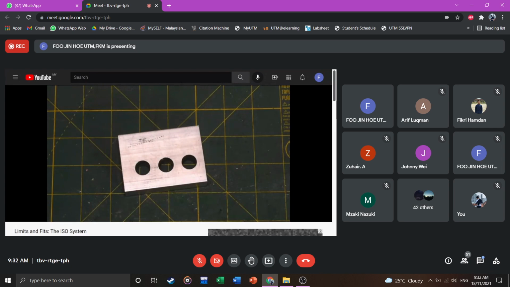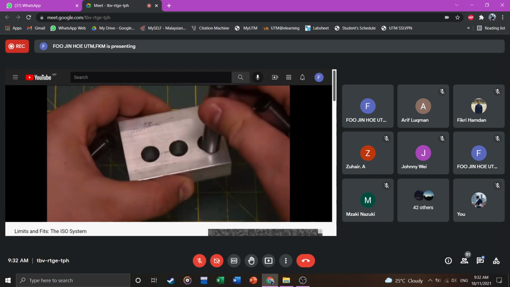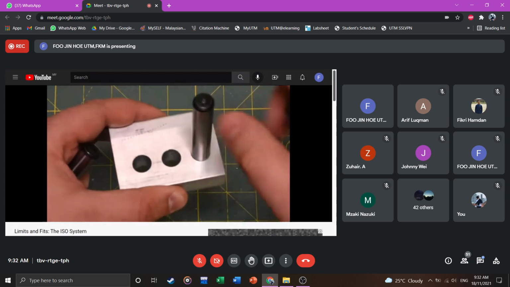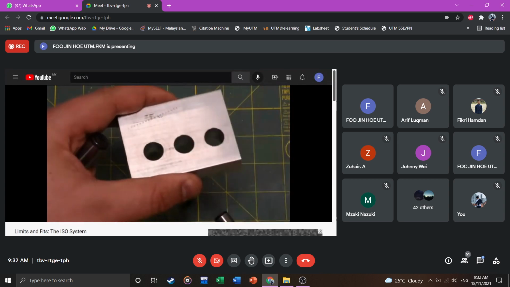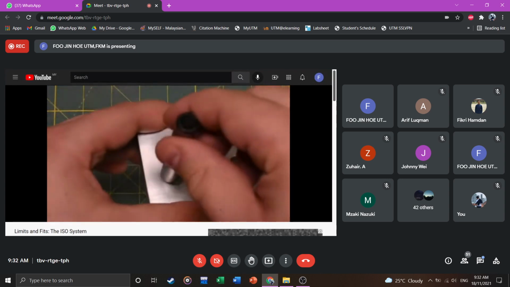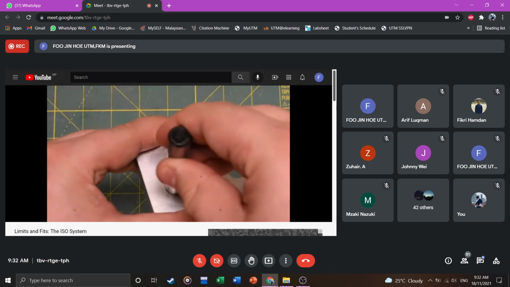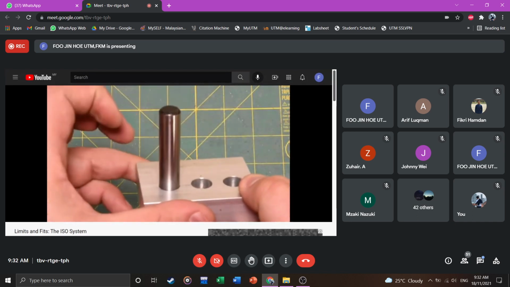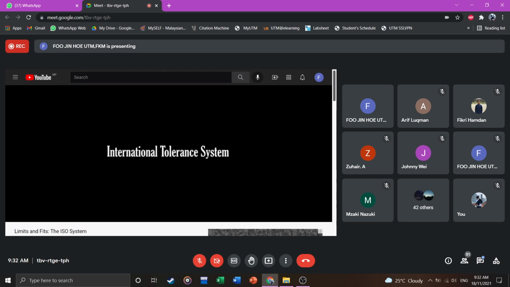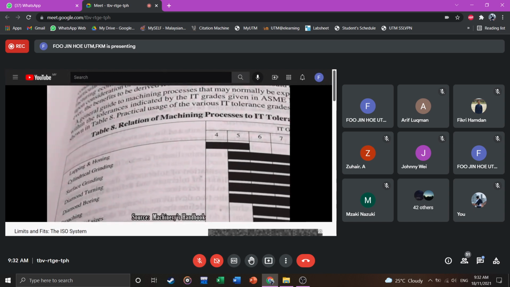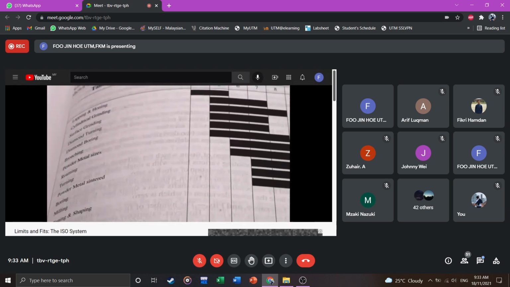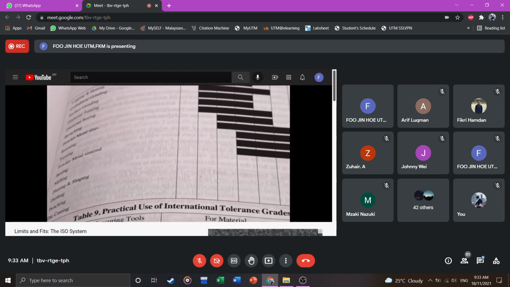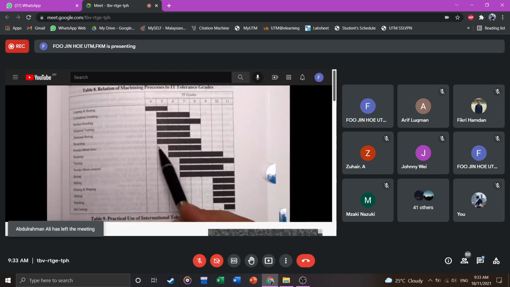The fits also have some range to them. For example, these 3 holes are in the H7 tolerance zone, and these are 3 H6 dowels. Note how they fall through the holes at different speeds due to the minute differences in the clearance. The numbers themselves are actually determined by the IT system, the International Tolerance System. Every manufacturing process can be statistically analyzed and an IT number can be determined. This means that if I'm reaming a hole, I can look up the reaming process and see that at best I can achieve about an IT7.